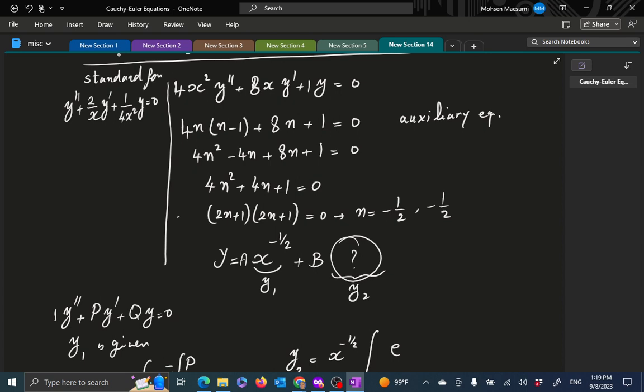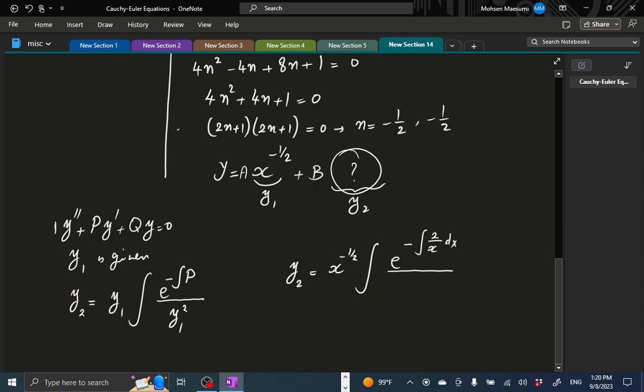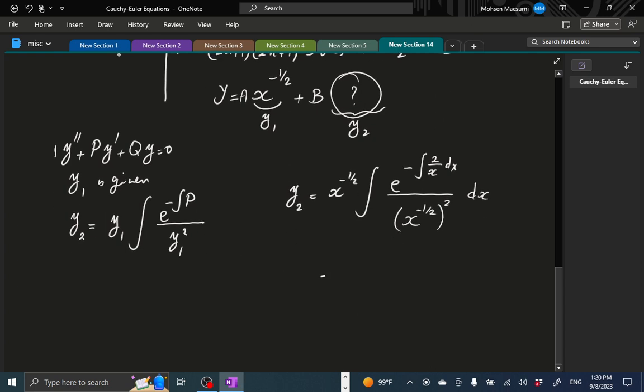So what is my p? My p is this quantity. So my p minus integral of 2 over x dx divided by, okay, denominator is y1 squared. So whatever I had here, x to power of minus half, I have to square that, and then I have to integrate the whole thing again. So let's go ahead and do it.